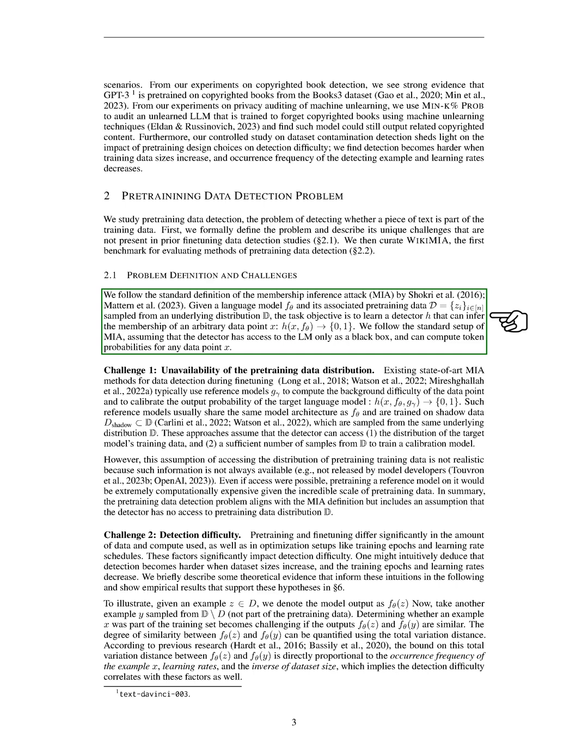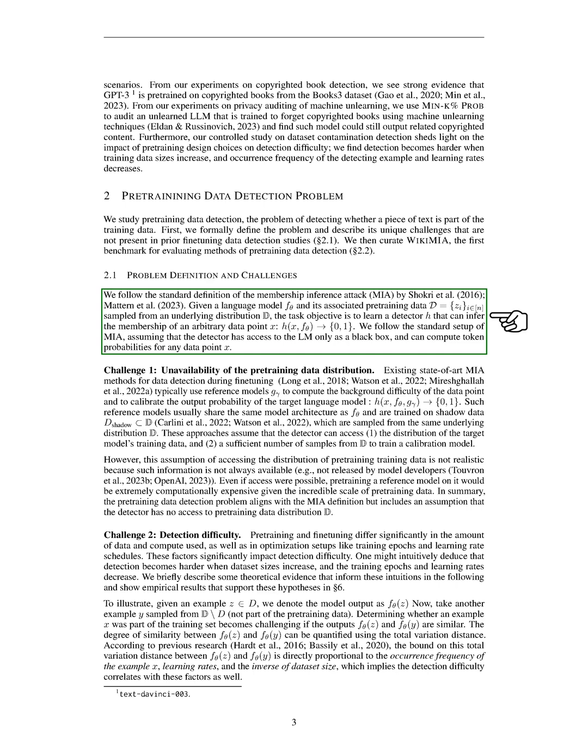The second challenge is the difficulty of detection. Pretraining and fine-tuning differ significantly in the amount of data and compute used, as well as in optimization setups like training epochs and learning rate schedules. These factors significantly impact detection difficulty. It's intuitive to think that detection becomes harder when dataset sizes increase and the training epochs and learning rates decrease. We have some theoretical evidence that supports these intuitions.